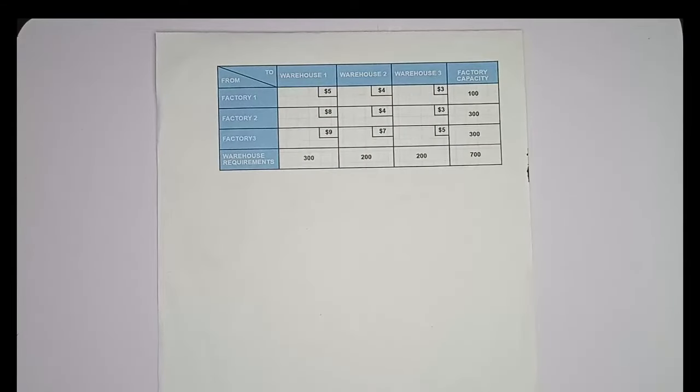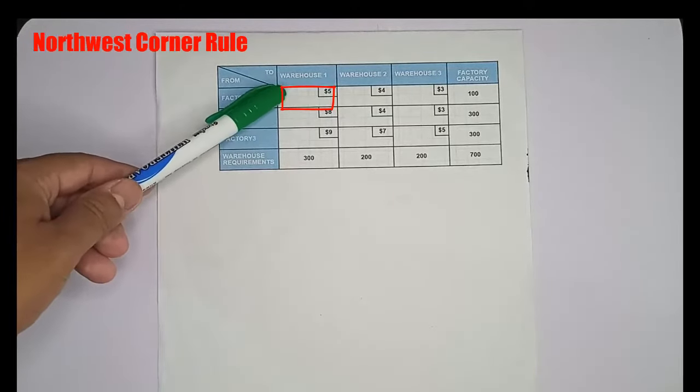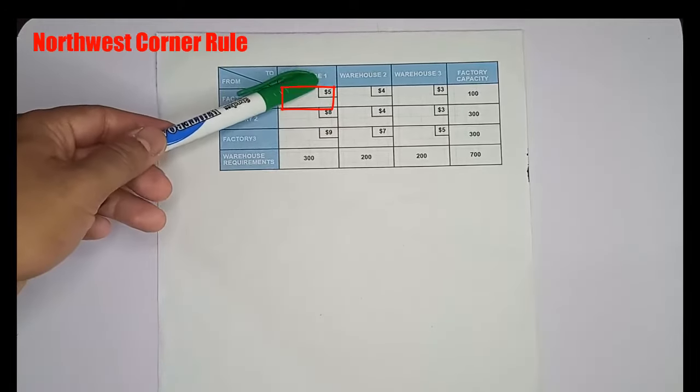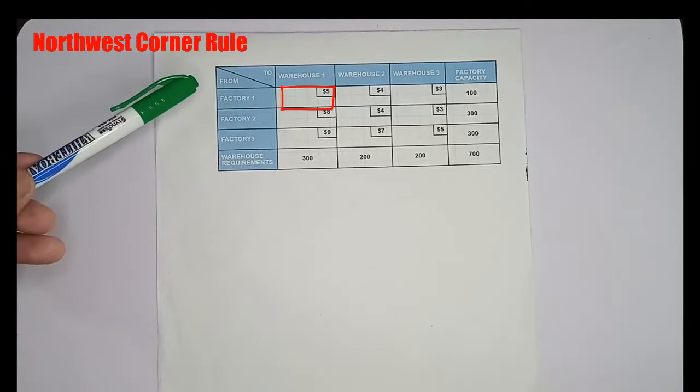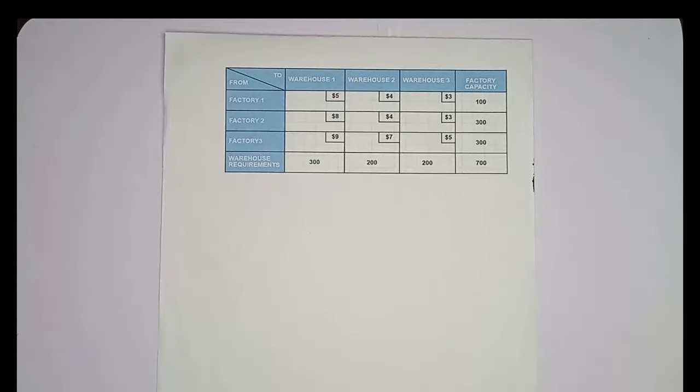First, we're going to use the northwest corner rule. It is called a northwest corner rule because we're going to start on the upper left corner of the tableau, which is this corner. So the tableau has three sources and three destinations. The algorithm follows three simple steps starting on the upper left cell.